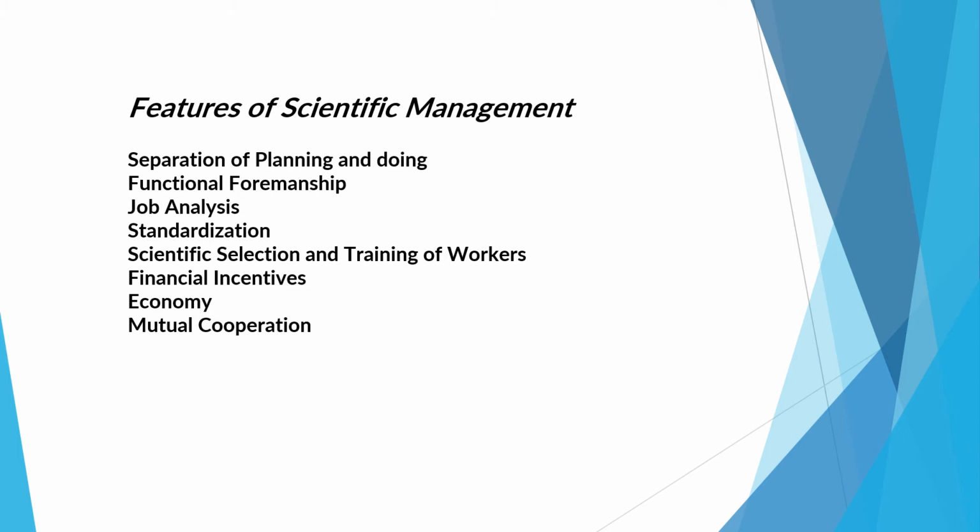And the next important feature is scientific selection and training of workers. Taylor has suggested that workers should be selected on a scientific basis, taking into account their education, work experience, aptitude, physical strength, etc. Apart from selection, proper emphasis should be given to the training of workers, which makes them more efficient and effective. So that is very important. Once selection is over, next comes the training aspect. If we train the workers, their performance will be better.